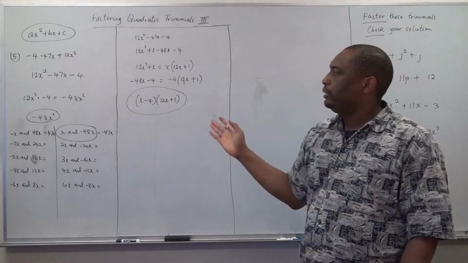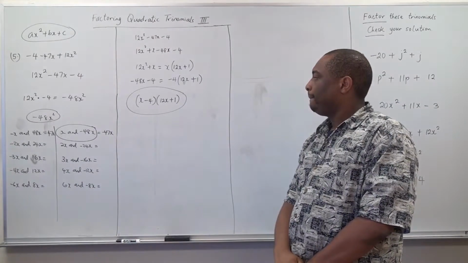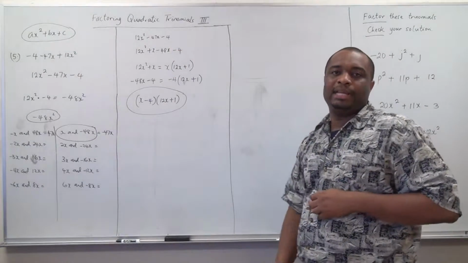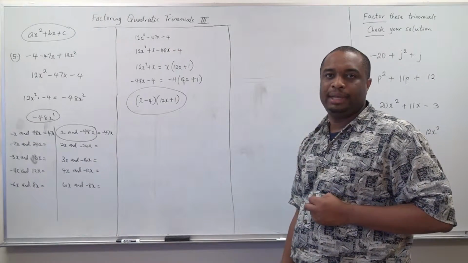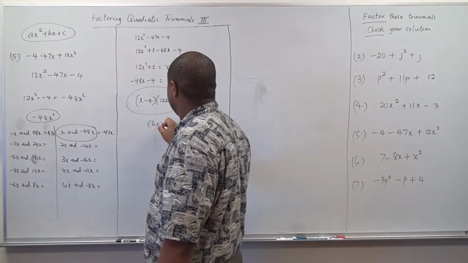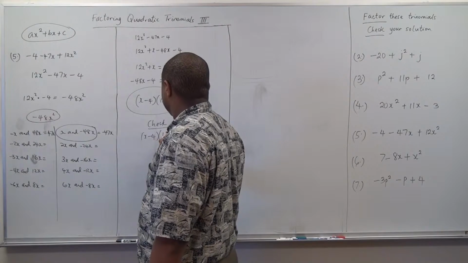Well, you now factor it out, you now have x minus 4 and 12x plus 1. Here I'm skipping some steps because I have already explained them. So the next thing for you now is to do what? Check. Let's see whether we are right. You use the FOIL method to check.